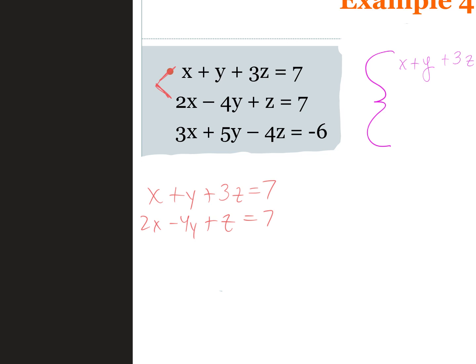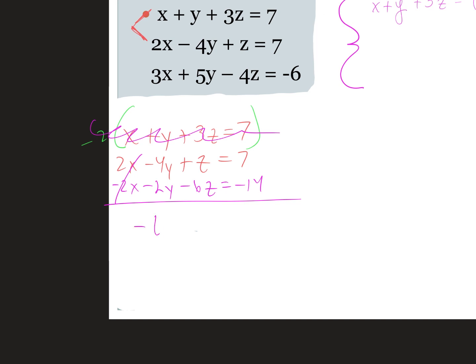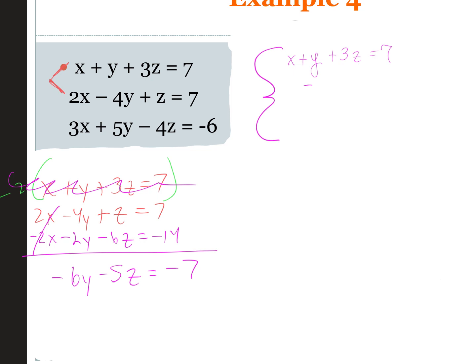What are we multiplying where? Top by what? Negative 2. We want those x's to cancel. So I have negative 2x minus 2y minus 6z equals negative 14. When I combine here, x's cancel. You have negative 6y minus 5z equals what? Negative 7? Okay, so there's my second equation. Negative 6y minus 5z equals negative 7.